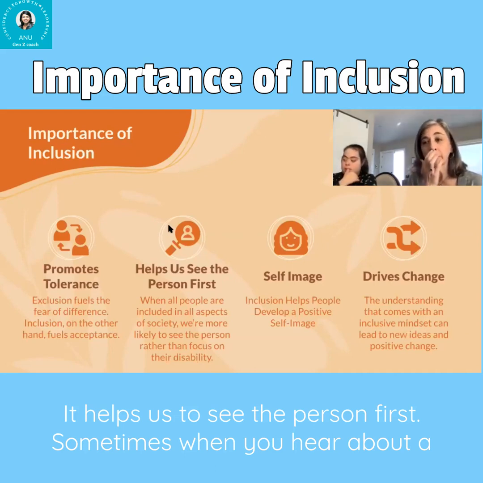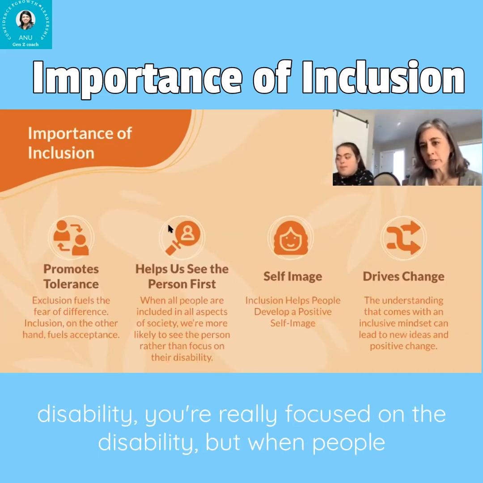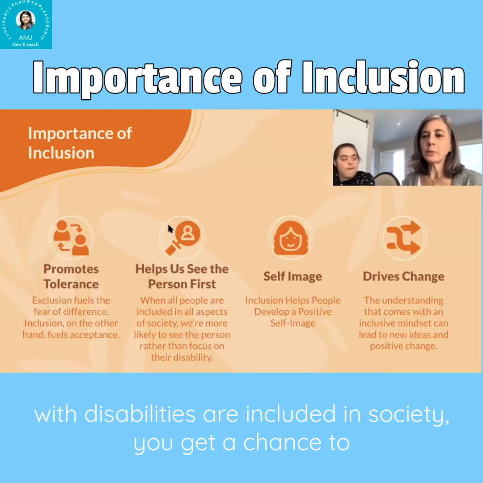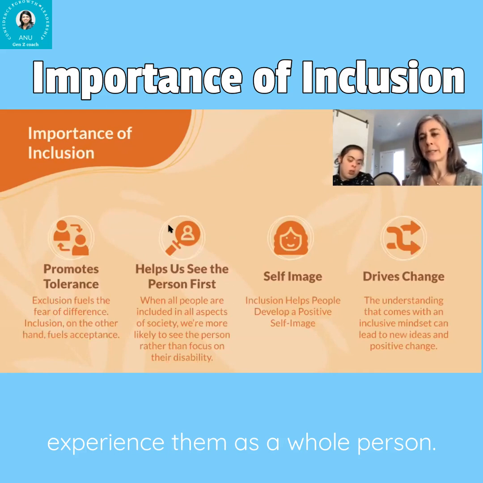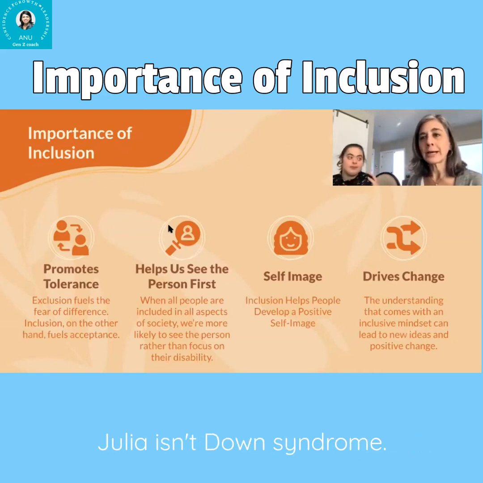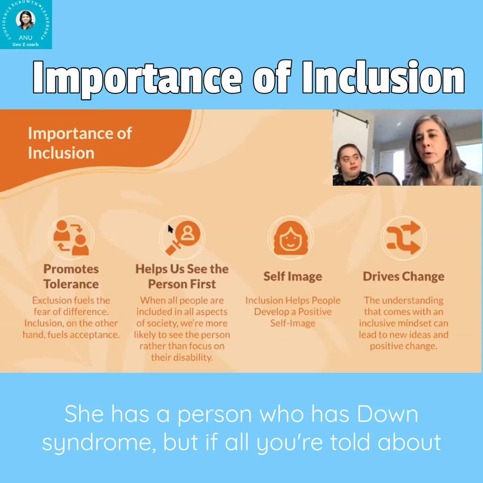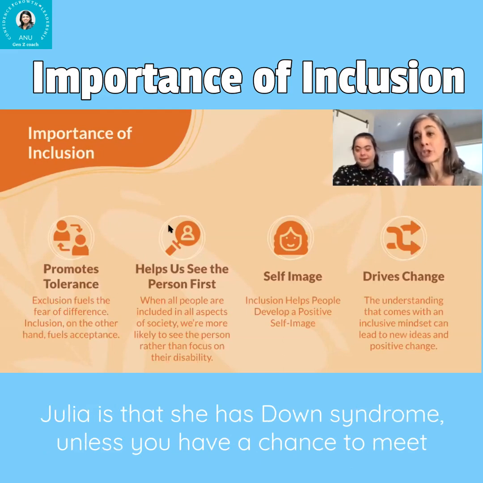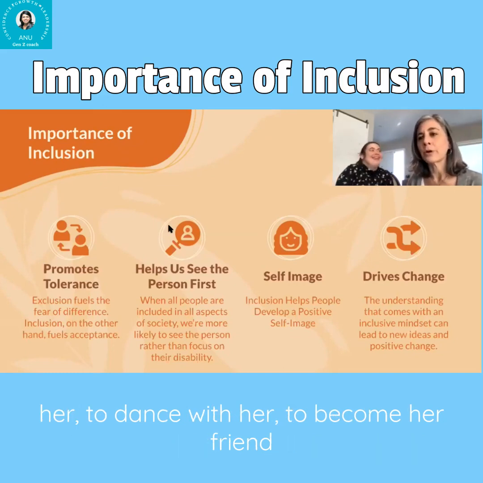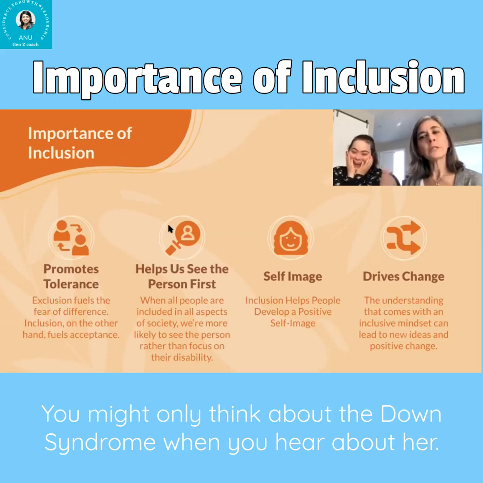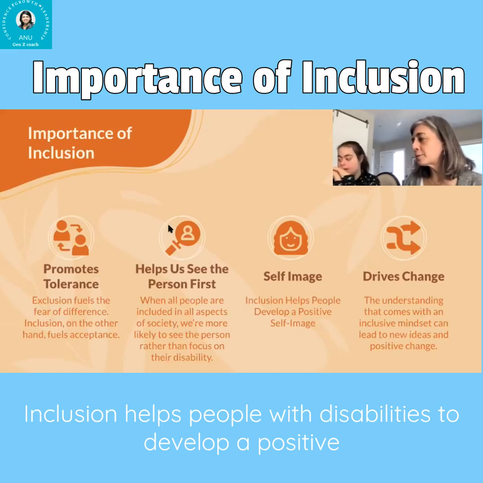Sometimes when you hear about a disability, you're really focused on the disability. But when people with disabilities are included in society, you get a chance to experience them as a whole person. Julia isn't Down syndrome. She is a person who has Down syndrome. But if all you're told about Julia is that she has Down syndrome, unless you have a chance to meet her, to dance with her, to become her friend, you might only think about the Down syndrome when you hear about her.